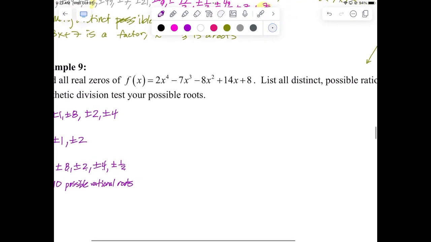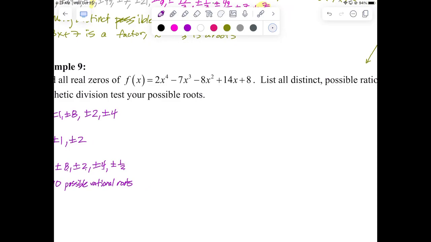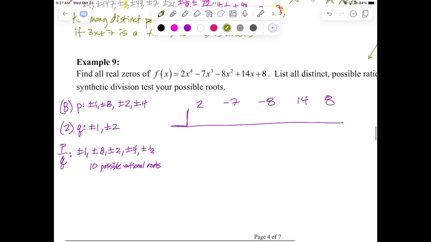Let's find 2. So we're going to have to do trial and error. So let's go ahead and set up like a semi-permanent structure here. 2x to the 4th, negative 7x cubed, negative 8, 14, and 8. All right, who's going to be first in the hot box here? Who are we going to try out first? 1? All right, let's try out a 1.